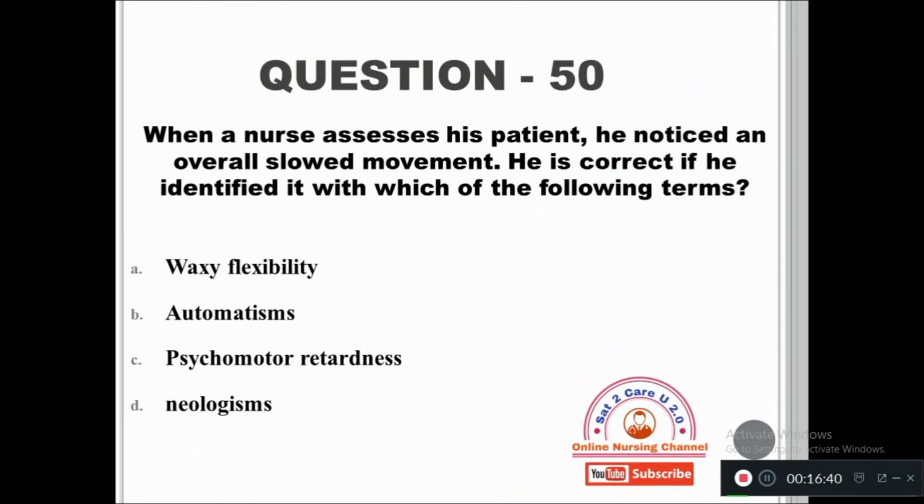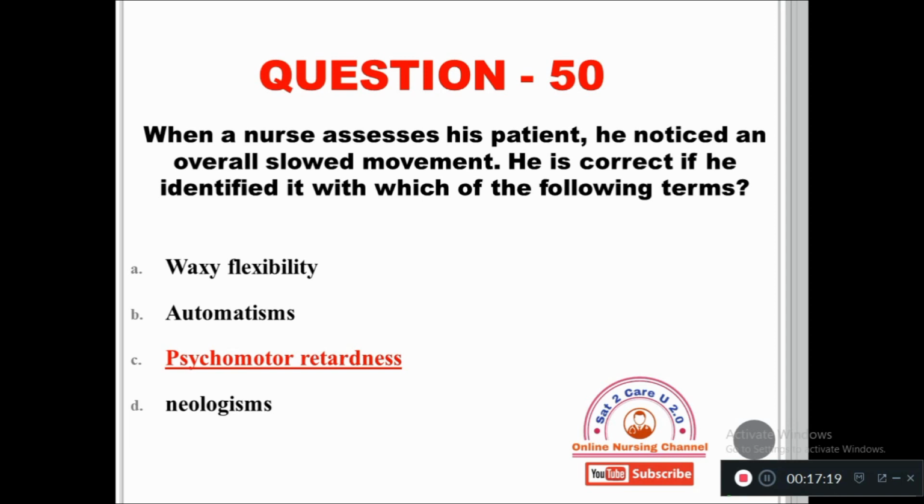Question number 50. When a nurse assesses his patient, he notices an overall slowed movement. He is correct if he identifies it with which of the following terms? Option A, waxy flexibility. Option B, automatisms. C, psychomotor retardation. Option D, neologisms. So which one is right? When the patient has slowed movement, the right answer is option C, psychomotor retardation.